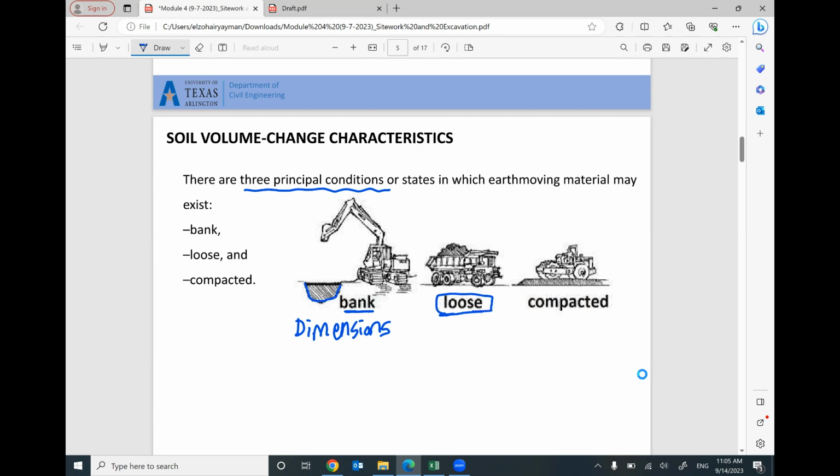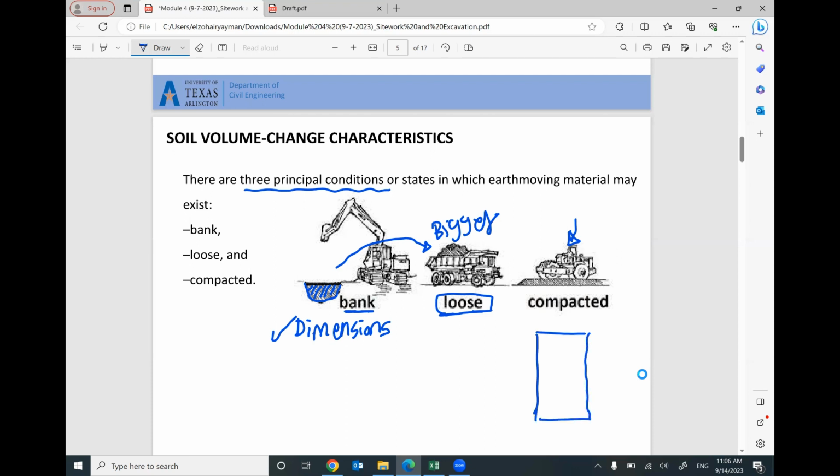And I believe the volume based on the given dimensions will be bigger when it becomes loose. Also, if you have a compactor and this compactor compacts your soil, the volume will start to reduce one more time. I told you that, and keep this information in your mind.